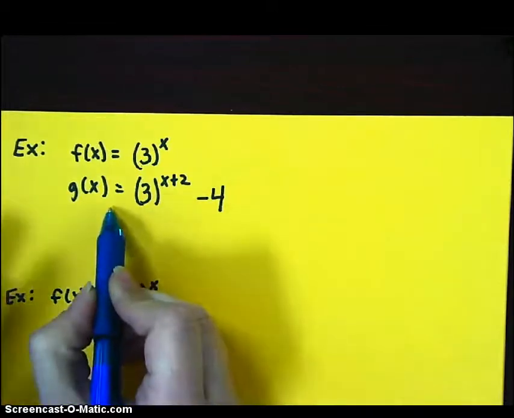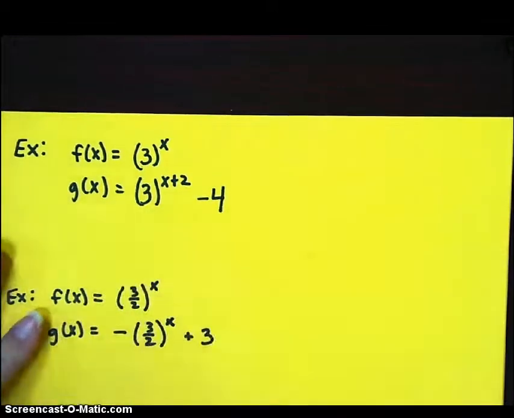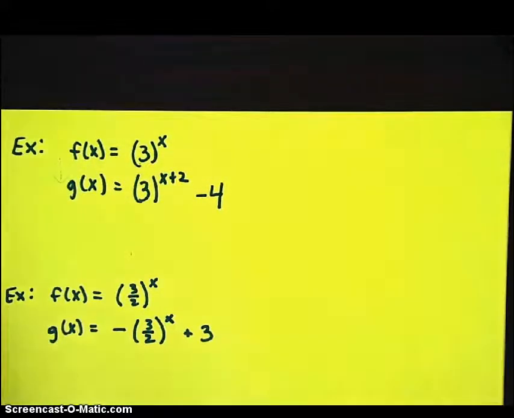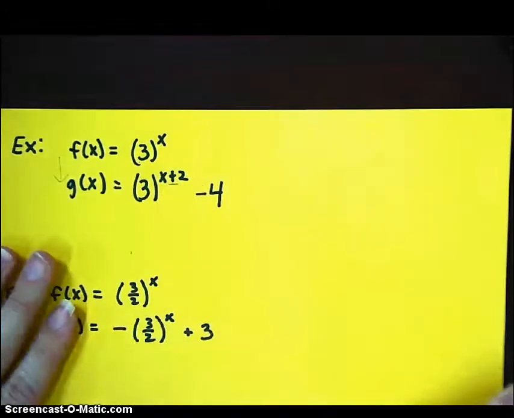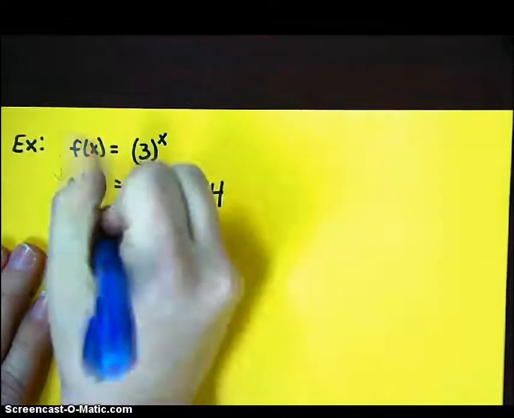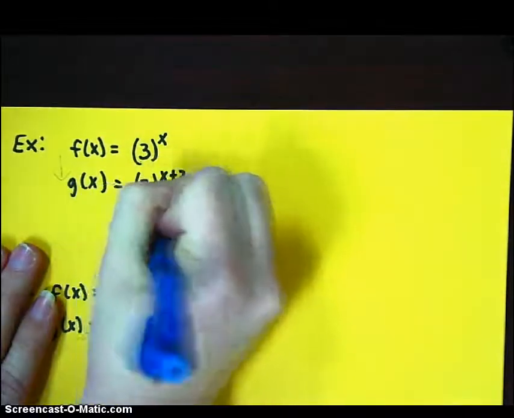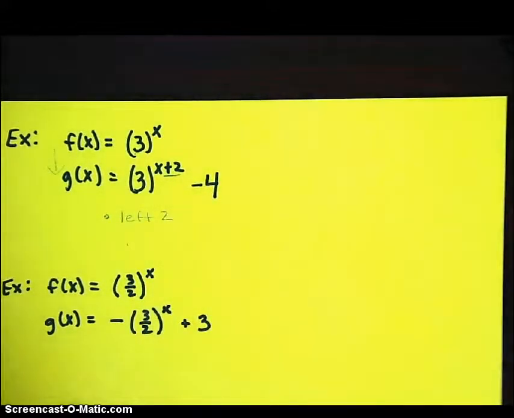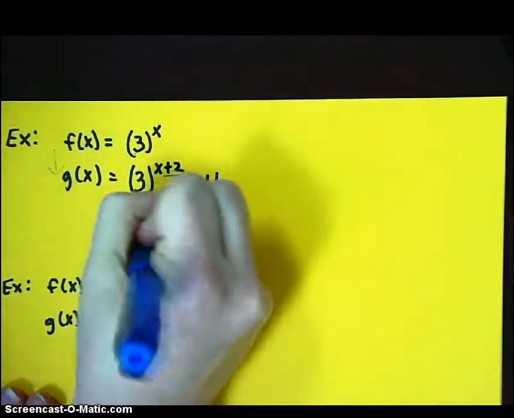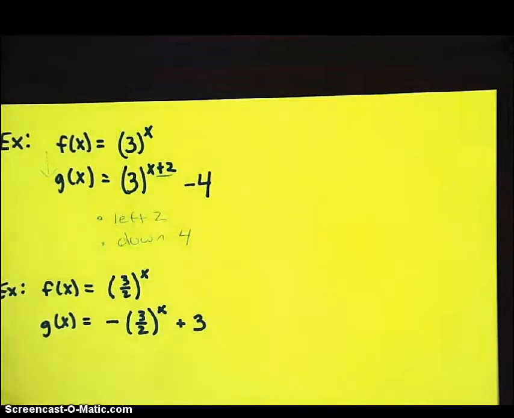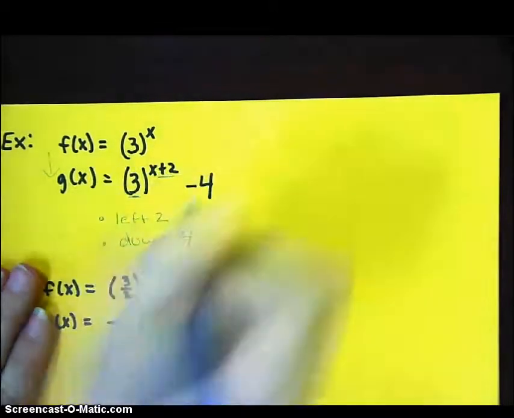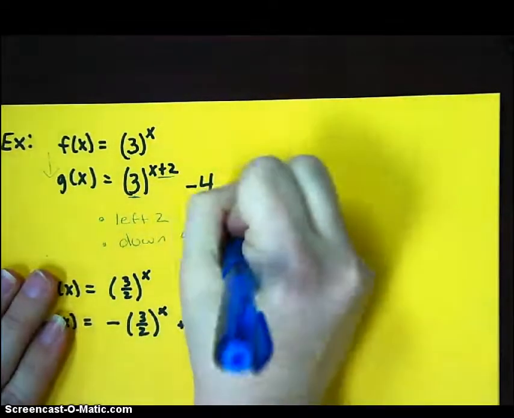So here we want to describe the changes, and we also want to state whether it's growth or decay. So from f of x to g of x, we want to describe what changes. We have this x plus 2 up here. That's going to shift my graph left 2 units. This minus 4 out here to the right hand side will shift my graph down 4 units. And then we need to state whether it's growth or decay. Because this value of 3 is greater than 1, this would be growth.